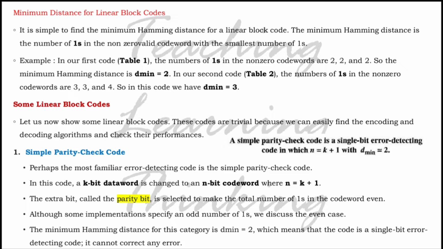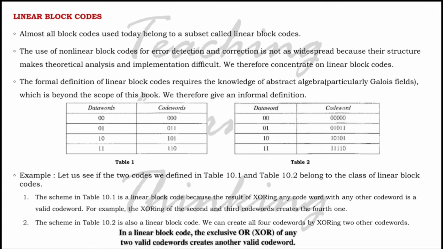In our second code, table 2, the number of ones in the non-zero code words are 3, 3 and 4. So in this code, the minimum Hamming distance is 3. So let's go to the table.